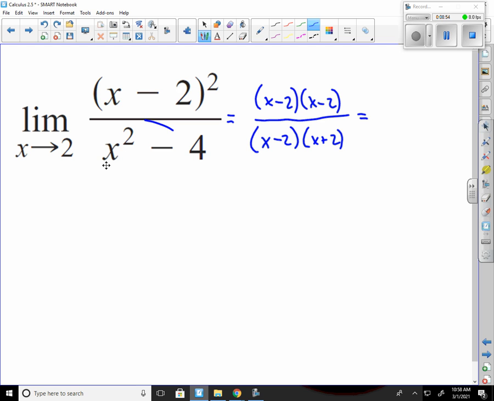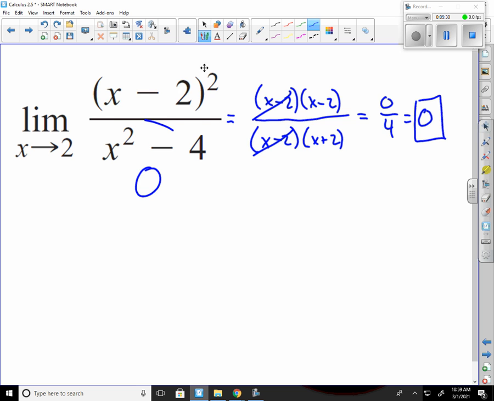Now, if I had plugged a 2 in here, that would have given us a 0 in the denominator. And we've seen this before. But in this case now, I can cancel this and this out. Now I take the limit as x approaches 2 of (x minus 2) over (x plus 2). That would give me 0 over 4, which would just be 0. And so by factoring that out, we could kind of see it. And that's something that we've done before.